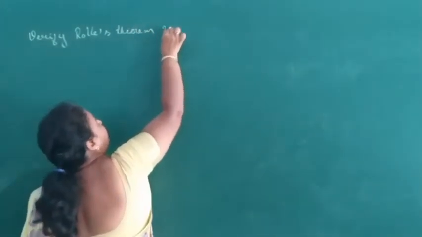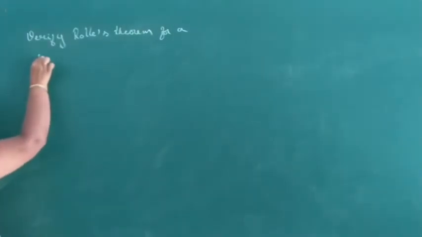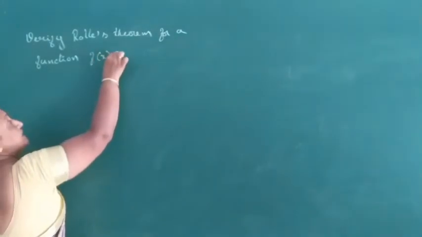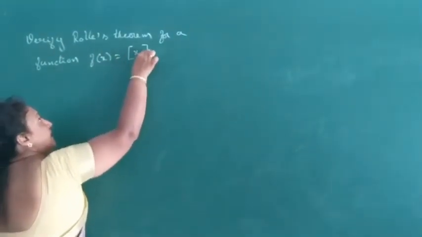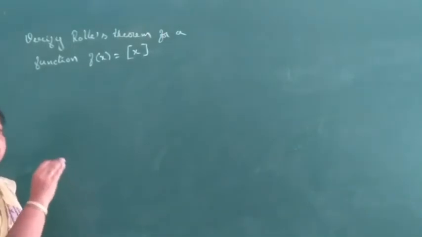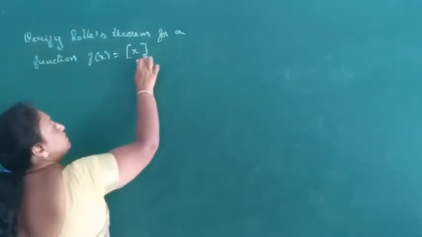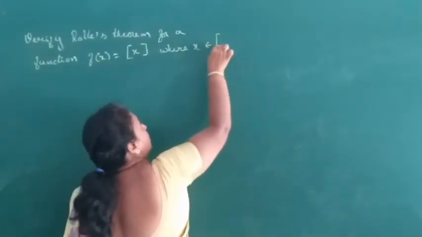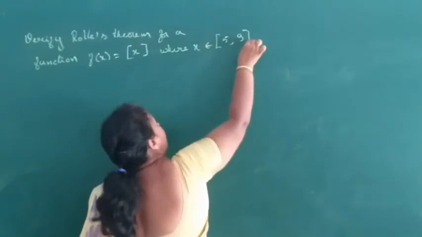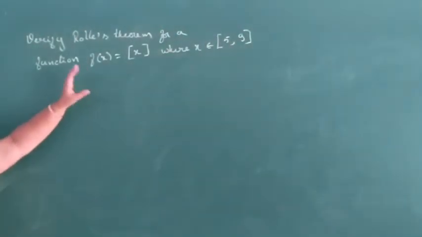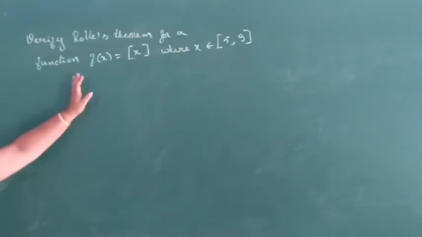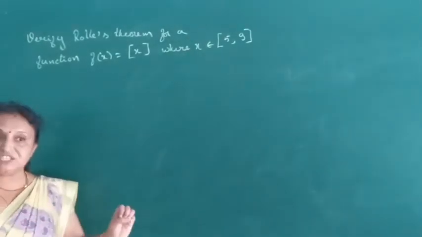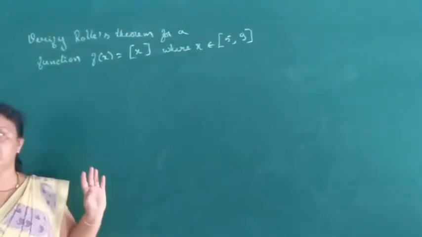Verify Rolle's theorem for the function f of x equals the closed bracket x, which is the greatest integer function, where x belongs to the closed interval [5, 9]. For Rolle's theorem to be satisfied, the function must be continuous and differentiable, and f of a must equal f of b.